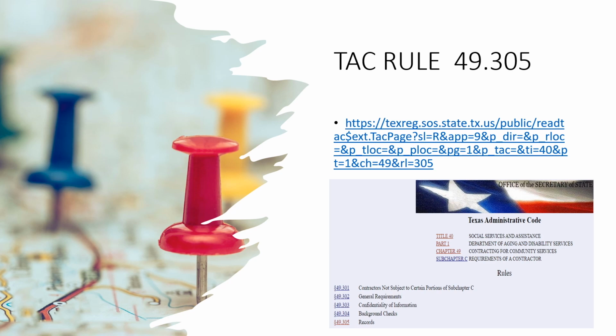This one in particular, we're referencing TAC Rule 49.305. It touches all the rules in regards to employee records, and what is expected in these employee records. So when you are having a survey, these are the rules that they are going to be looking to see if you follow.